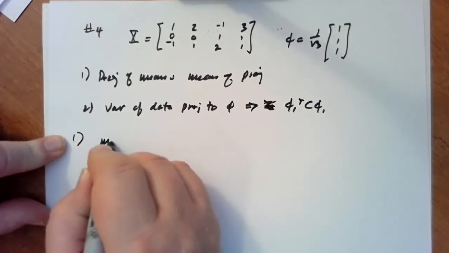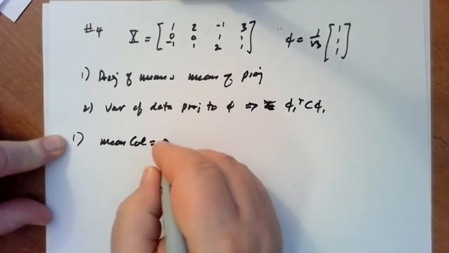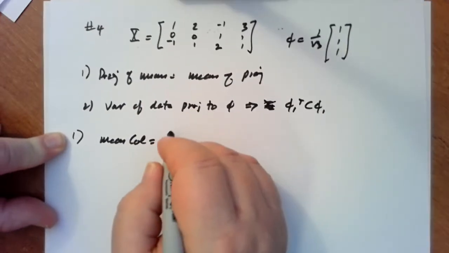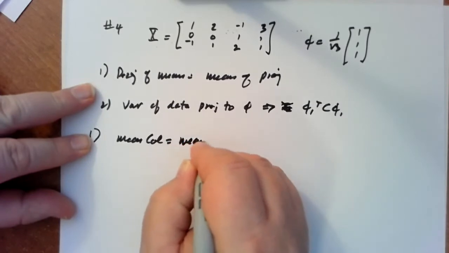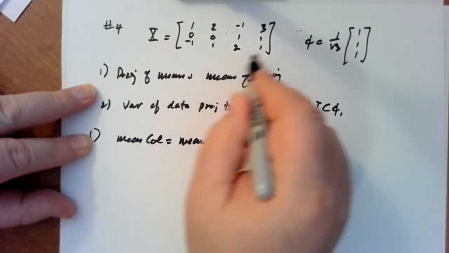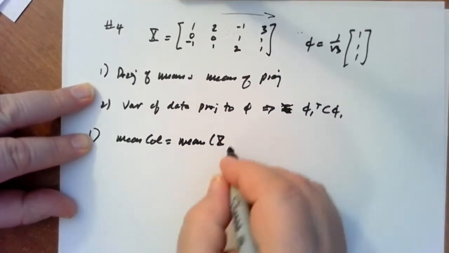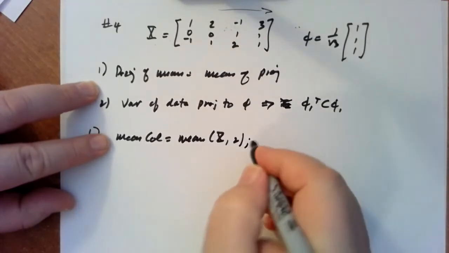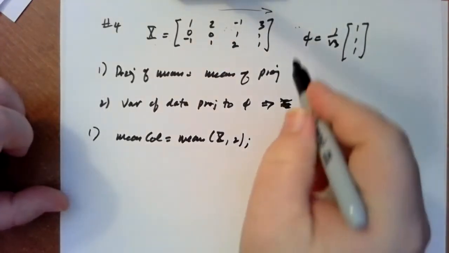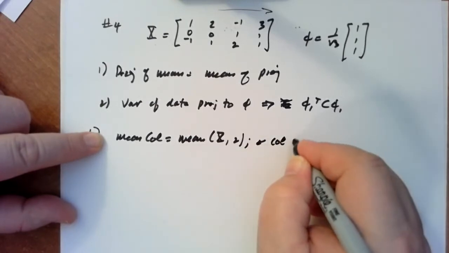I need the mean. So mean column maybe is the mean of x, right? Can you still see me there? Mean x, and in my case, I'm summing across, so I'm getting mean x2, I believe. This is MATLAB notation. And just make sure that this is a column, right? Column vector.